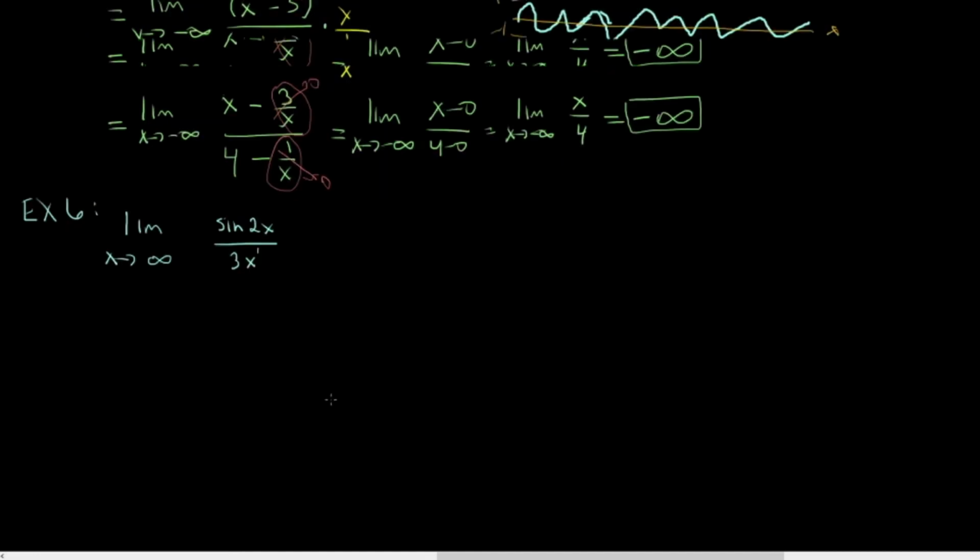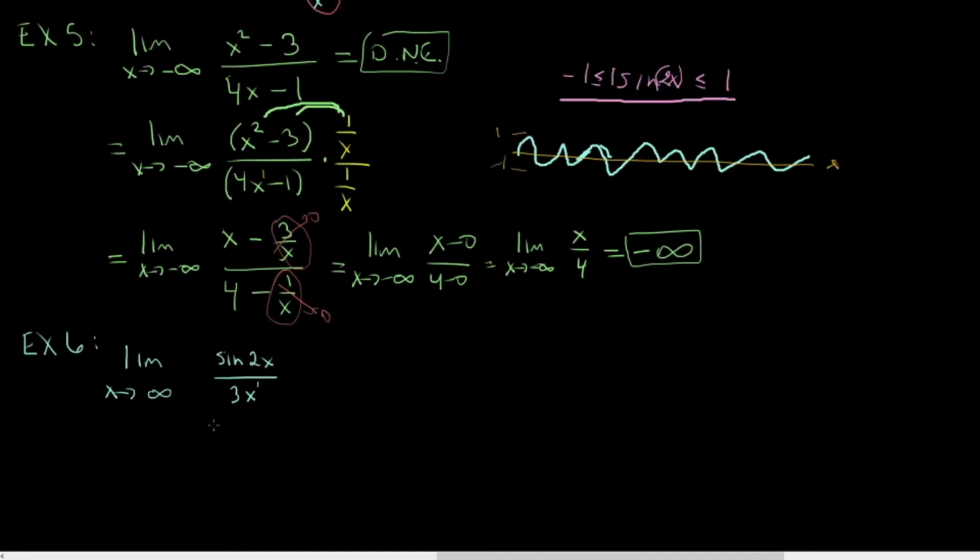For this problem, we're going to use the fact that the sine of 2x varies, but it's between negative 1 and positive 1. So this expression, sine of 2x divided by 3x, is going to vary between 1 over 3x and negative 1 over 3x. Maybe now you see where this is going. If I take the limit of this as x goes to infinity, it goes to 0. You have a constant in the numerator and x to the power 1 in the denominator, so that goes to 0.